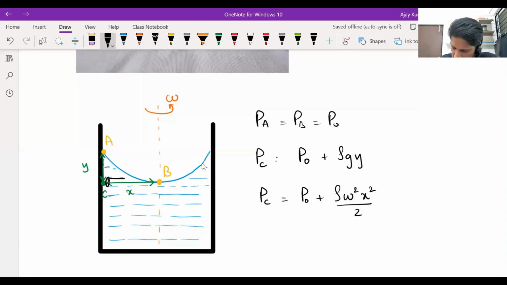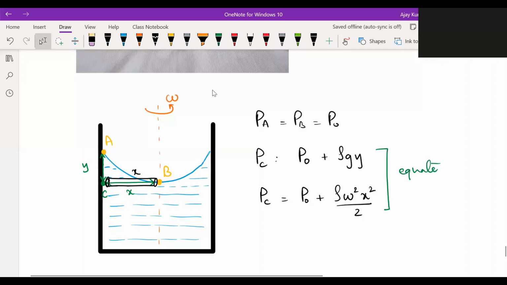Okay. How do you do that? You can imagine a cylinder rotating like this. This distance is x. So pressure variation becomes rho x square omega square by 2. Now these two are equal. Both ways we wrote the pressure at point C itself. So equate them.